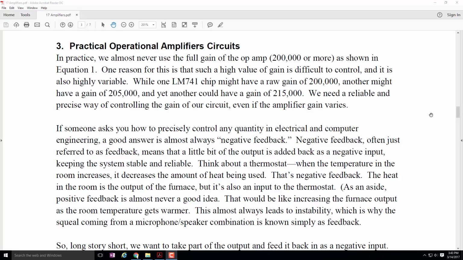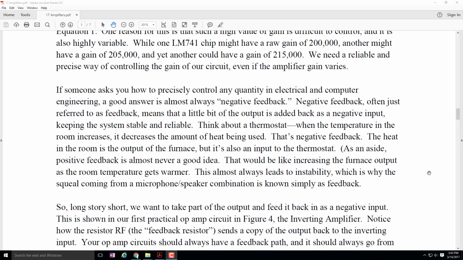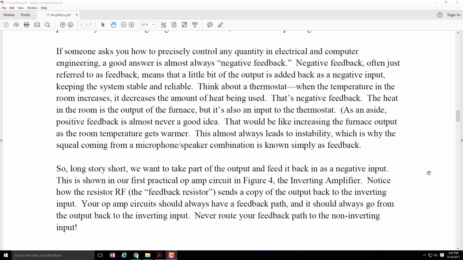Plus, and here's another problem, it's pretty variable. The gain could be 200,000 on one chip, it could be 205,000, 210,000, 215,000. We need a reliable and precise way of controlling the gain of the circuit, even if the amplifier gain itself, A, changes. Now, if anybody ever says to you, hey, you're an electrical and computer engineer, how do I make sure that my system is very precisely controlled and very repeatable? The answer is negative feedback.